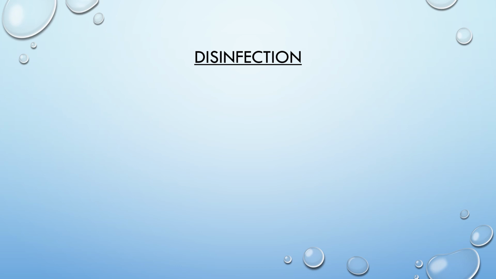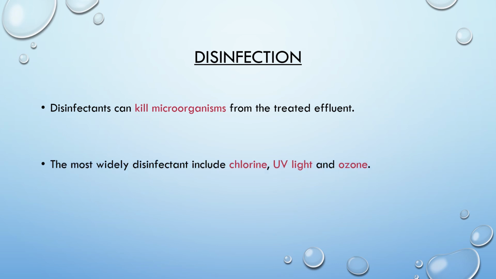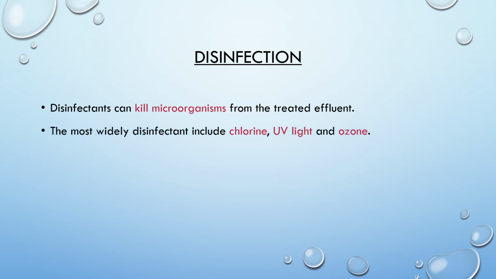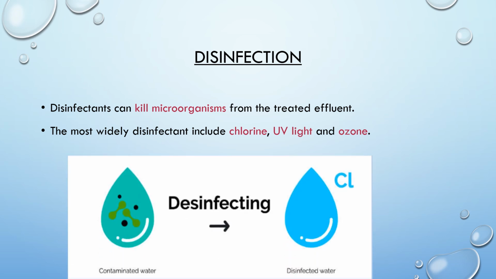Now the last step is disinfection. Disinfectant can kill microorganisms from the treated effluent. The most widely used disinfectants include chlorine, ultraviolet light, and ozone. As you see in this picture, the water before disinfection contains microorganisms, but after disinfecting it by chlorine or ultraviolet light or by ozone, now the water is purified and clear.